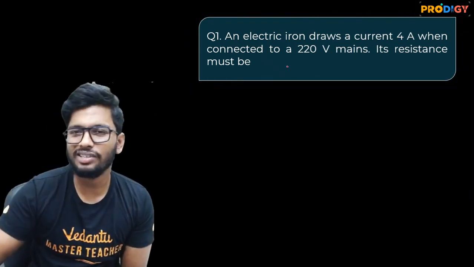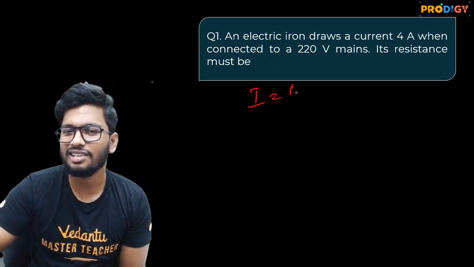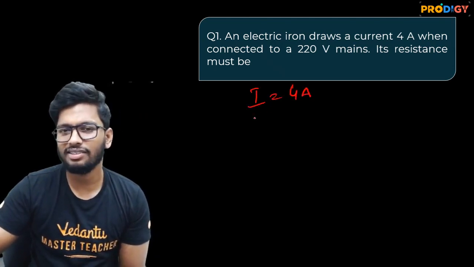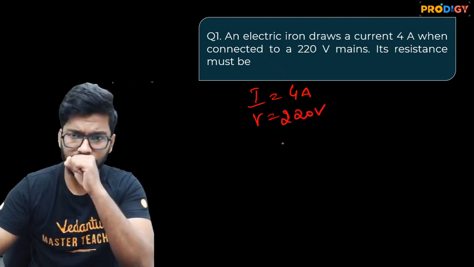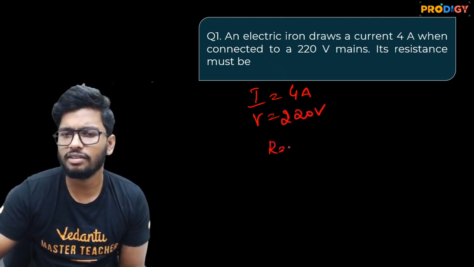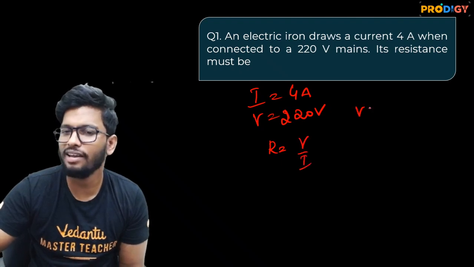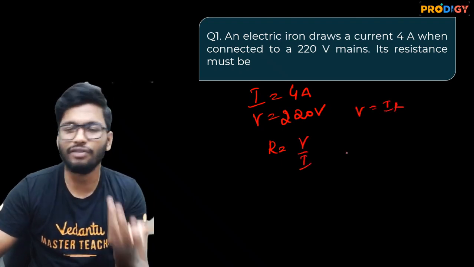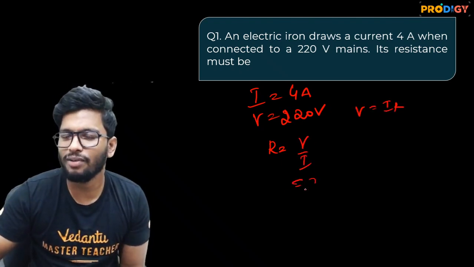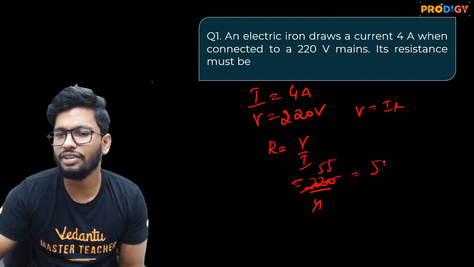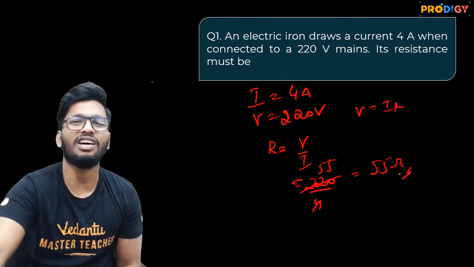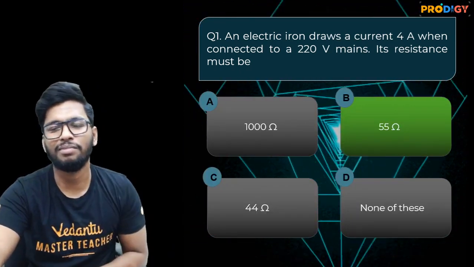What a silly question. Alright, anyways, let's try and do this. Current is given as 4 amperes. Voltage, or potential difference, is given as 220 volt. You're supposed to find out what is the resistance. R is equal to what? V by I, because V is equal to IR, so R is equal to V by I. So what will you get? Substitute the values. 220 divided by 4, that's 55 ohms. So the answer to this question is option number B.